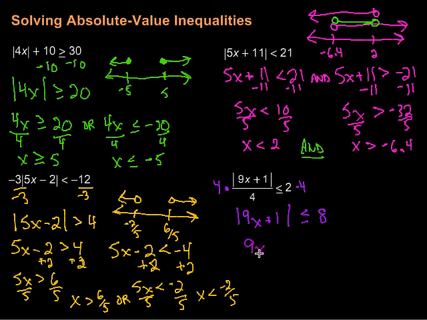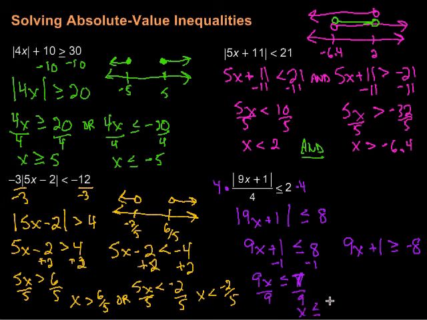My first inequality, remember, just forget the absolute value symbols. So you have 9x plus 1 is less than or equal to 8. The second one is going to be, this part's the same, then flip the inequality and take the opposite. So we have 9x plus 1 is greater than or equal to negative 8. Then solve each of these pieces. You're going to subtract 1 on both sides here, so it'd be 9x is less than or equal to 7. Then divide by 9, and we're left with x is less than or equal to 7/9.